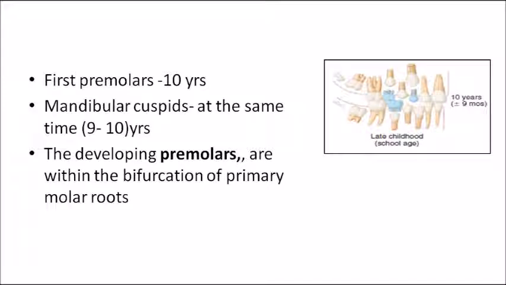So at around 10 years of age, you have lost both the primary molars as well as all the incisors of the primary dentition. So what is remaining is only the second primary molars and the maxillary primary canine. And the maxillary as well as mandibular first premolars have already made their appearance, and the mandibular canine has also made an appearance around the age of 9 to 10 years.